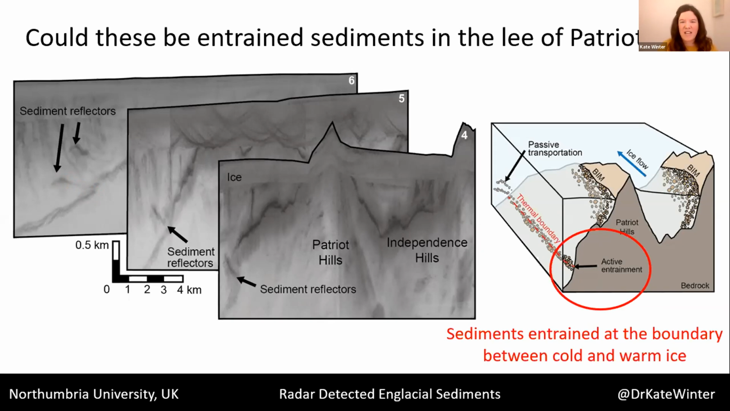So then the sediment kind of smears out, and that makes it really hard to keep detecting glacial sediments downflow, because they're smeared out, and it's much harder for the radar to pick it up. So the best place to find glacial sediments is obviously close to the source area.